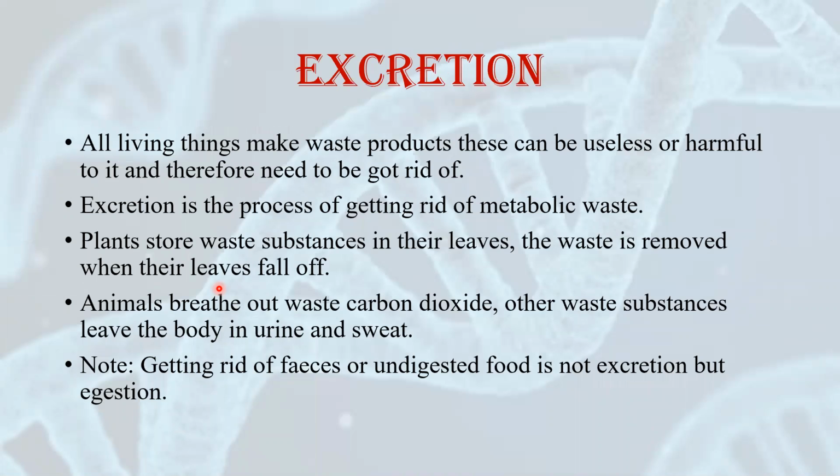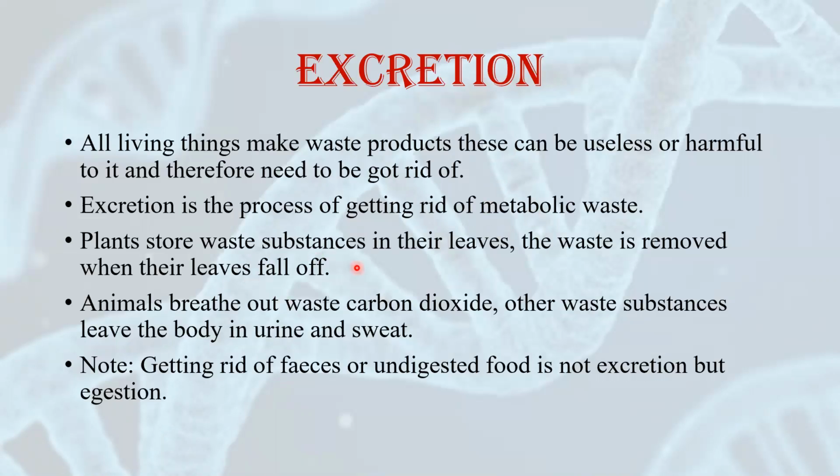Then another important characteristic is excretion. Excretion means getting rid of all the waste products. In our body, when we carry out respiration, when we carry out the nutrition process, and many other life processes, at that time a lot of waste products are formed. Now these waste products can be either useless or harmful to the body. So our body needs to get rid of them, and getting rid of all these waste products is done by a very important process which is called excretion. Excretion is the process of getting rid of metabolic waste. Metabolic waste means the waste produced due to all the chemical reactions that have occurred in our body.